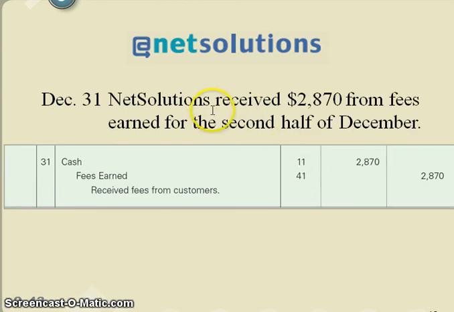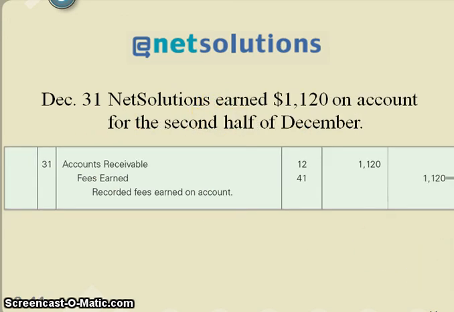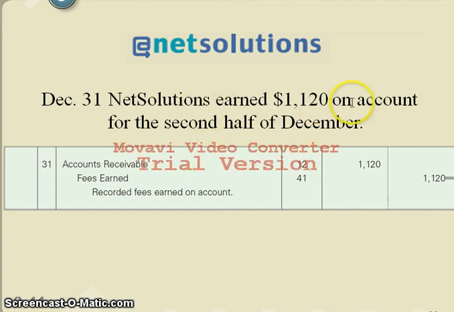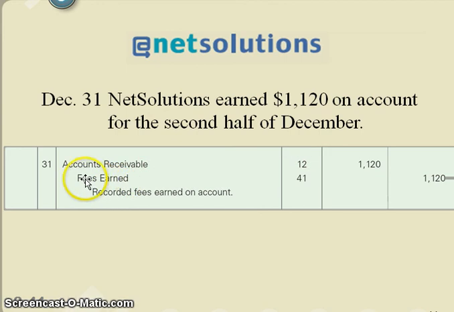NetSolutions received $2,870 from fees earned for the second half of December. Same entry as you had before. You received the cash, credit to fees earned. And this one, we earned $1,120 on account for the second half of December. So we earned the money, so we're going to record the fees earned here. But we didn't actually get the cash yet. Remember, recording the revenue has nothing to do with when you receive the cash. You did your job, you record the revenue, period, end of story. In this case, the revenue is called fees earned. On the other side, when people owe you money, it's called an account receivable. So basically, you put the bills in the mail and you're just waiting for the cash to come rolling in.